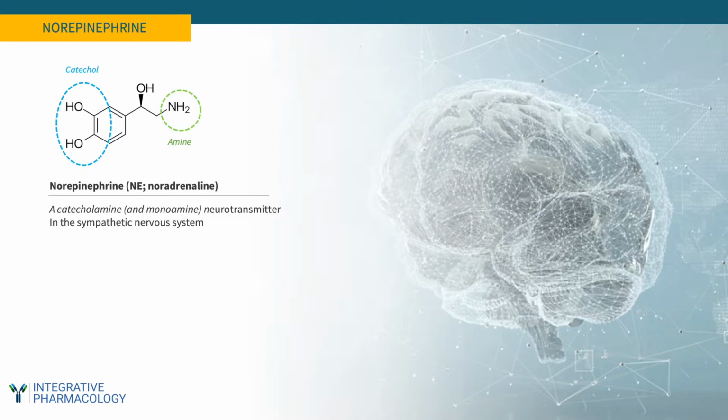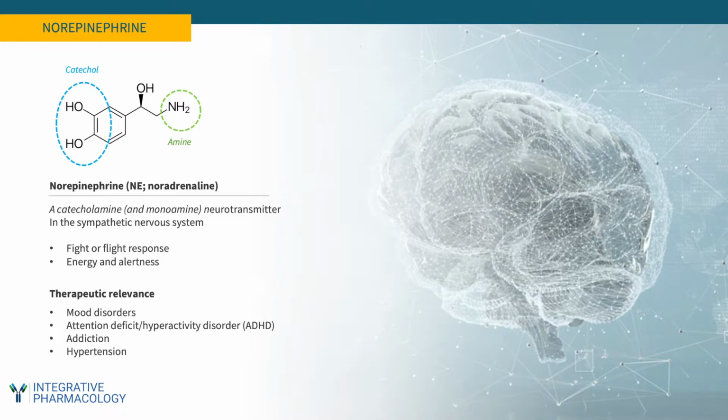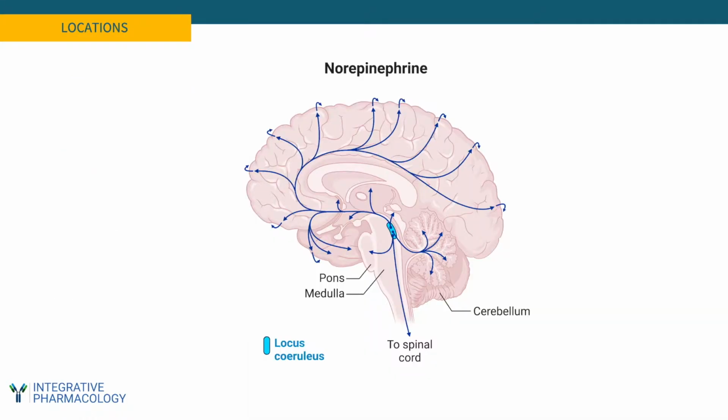Norepinephrine is a critical neurotransmitter in the sympathetic nervous system, which regulates the fight or flight response, and it also affects perceived energy levels and alertness. The therapeutic relevance of norepinephrine mainly has to do with mood disorders like depression, attention deficit disorder, addiction, and high blood pressure.